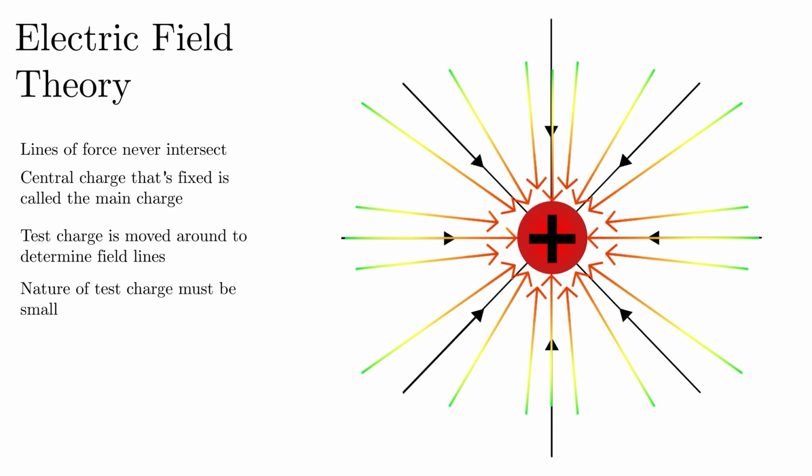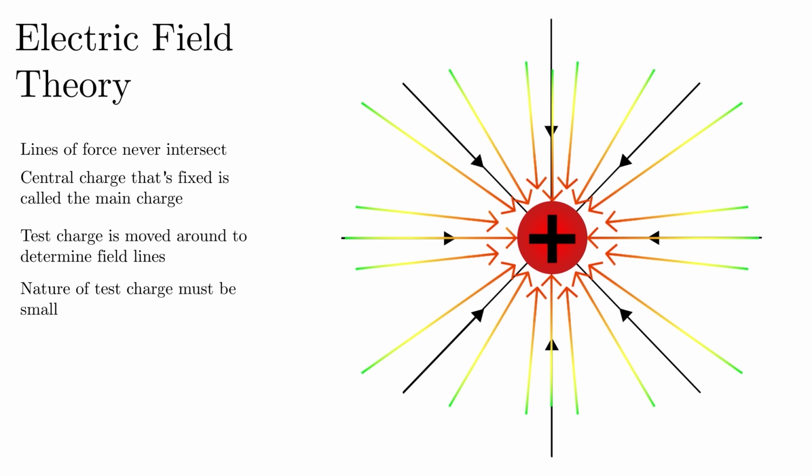And another thing you might have noticed is that the nature of Q2 actually matters, because if Q2 was positive, then all of those net force vectors would be pointing radially outwards. So generally we usually have our test charge as positive, but that's just convention.